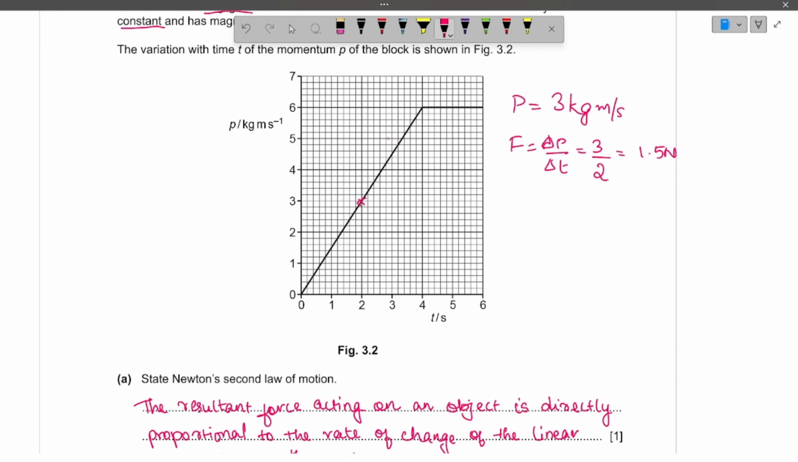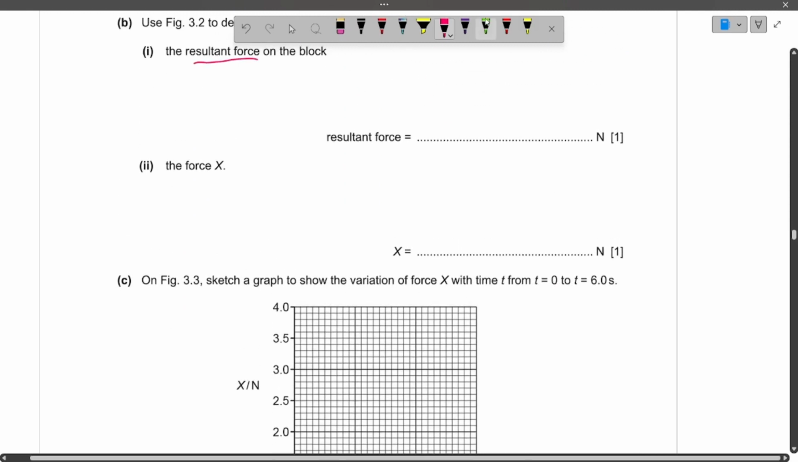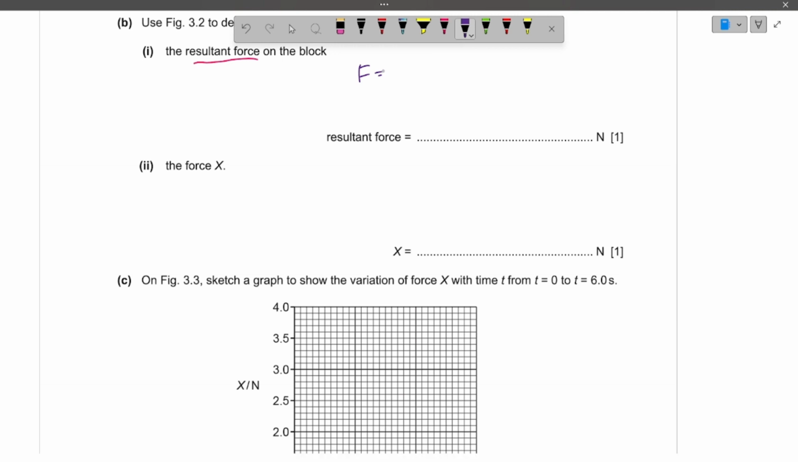So there is another method. You may find there is a constant increase in this momentum, right? So whether you are finding it from this position to this position, or from 0 to 4 seconds, doesn't matter, since this gradient delta p over delta t represents the slope of this straight line, so it would be the same. Since there is a constant change in momentum, the force acting on this block will also be the same. F is equal to delta p over delta t, the total change is 6 divided by 4, which also gives you the value 1.5 Newton. Anyways, the same.